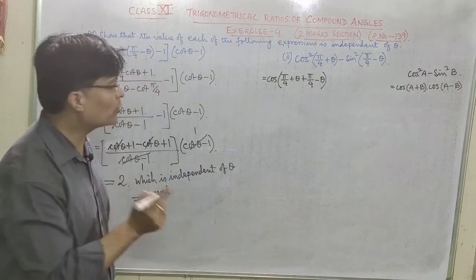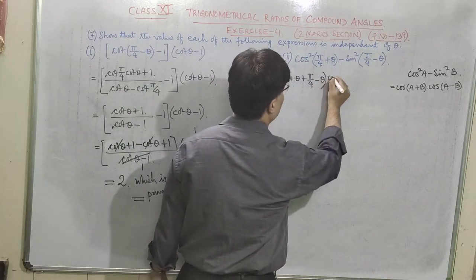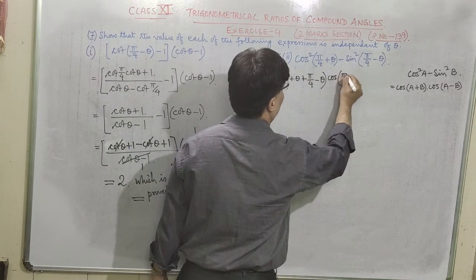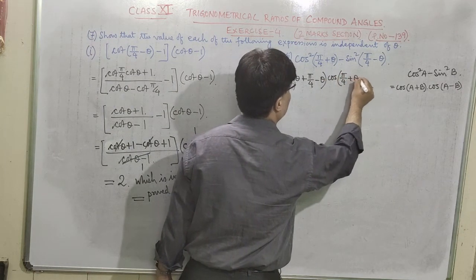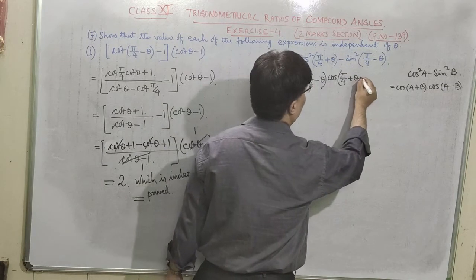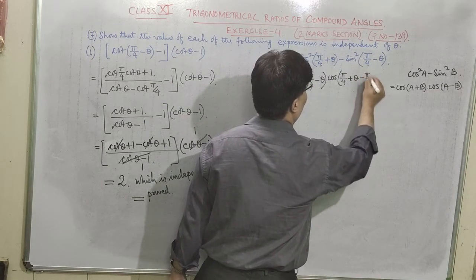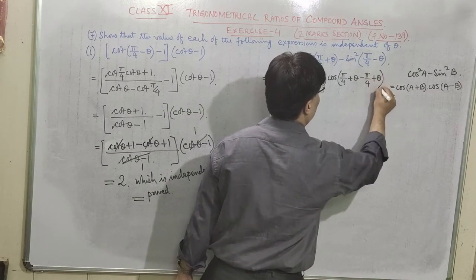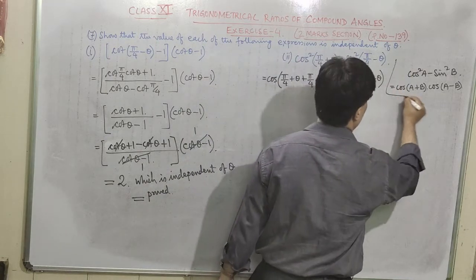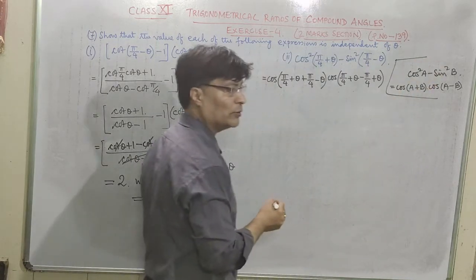Is that clear? That is your cos of A plus B. Then what is cos of A minus B? A is pi by 4 plus theta. What is minus B? Minus pi by 4, minus into minus plus theta. Is that clear? So this is the formula that you should know, right?